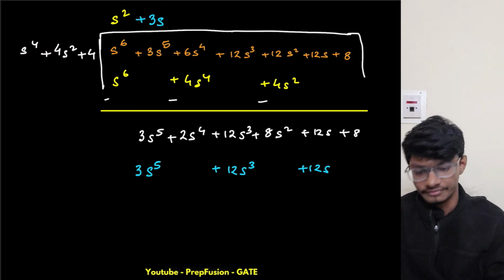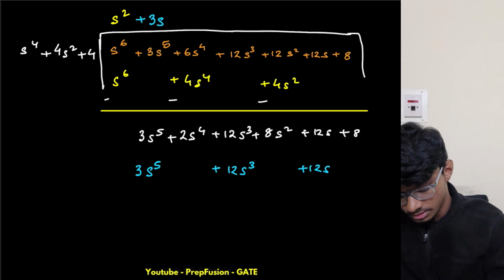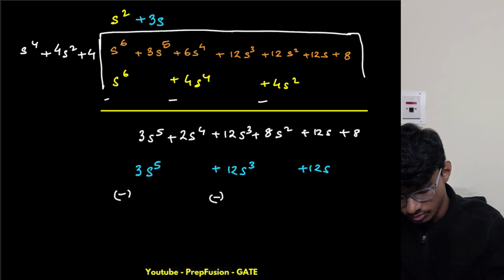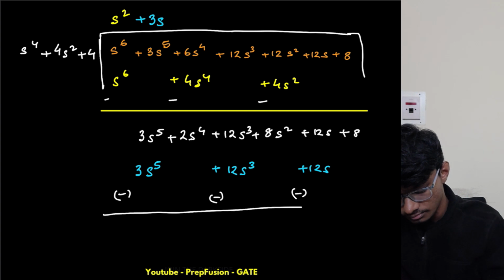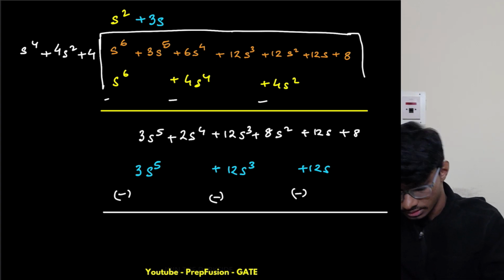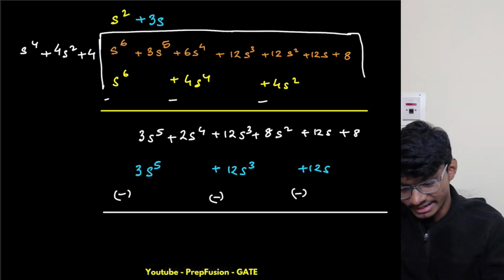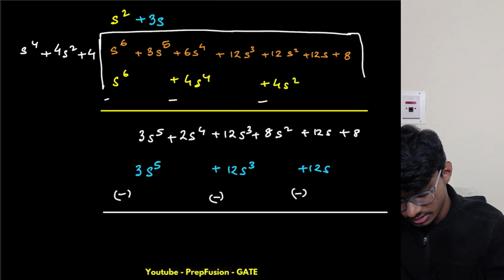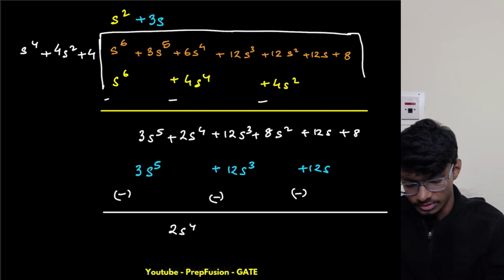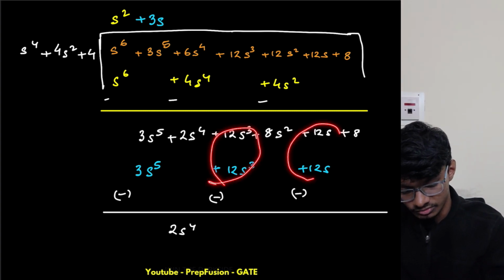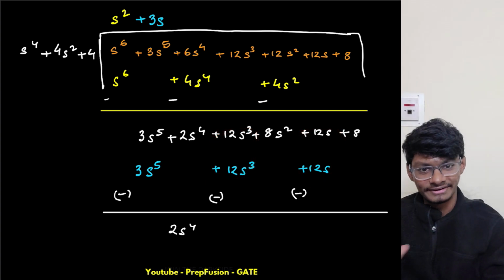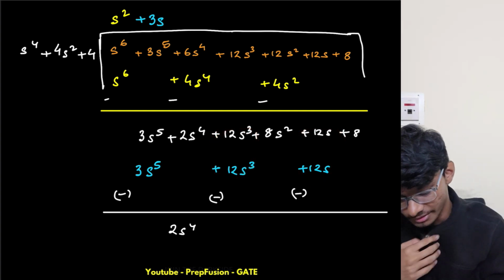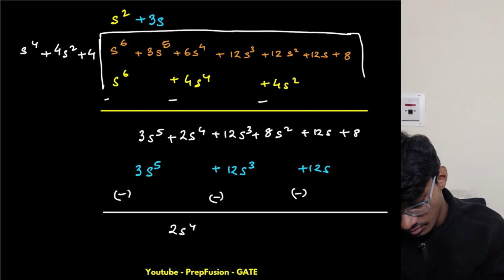Long division, simple long division, nothing to explain here. So this will be minus, this will be minus, and this will be minus. So what do I get? This will get cancelled, that's why we did it, to cancel the first term obviously. Now what I'm remained with is 2s to the power 4, this will come down, and this will also get cancelled, and this will also get cancelled. Such a satisfactory feeling, right, when everything is getting cancelled. So now what I am remained with is plus 8s square plus 8.